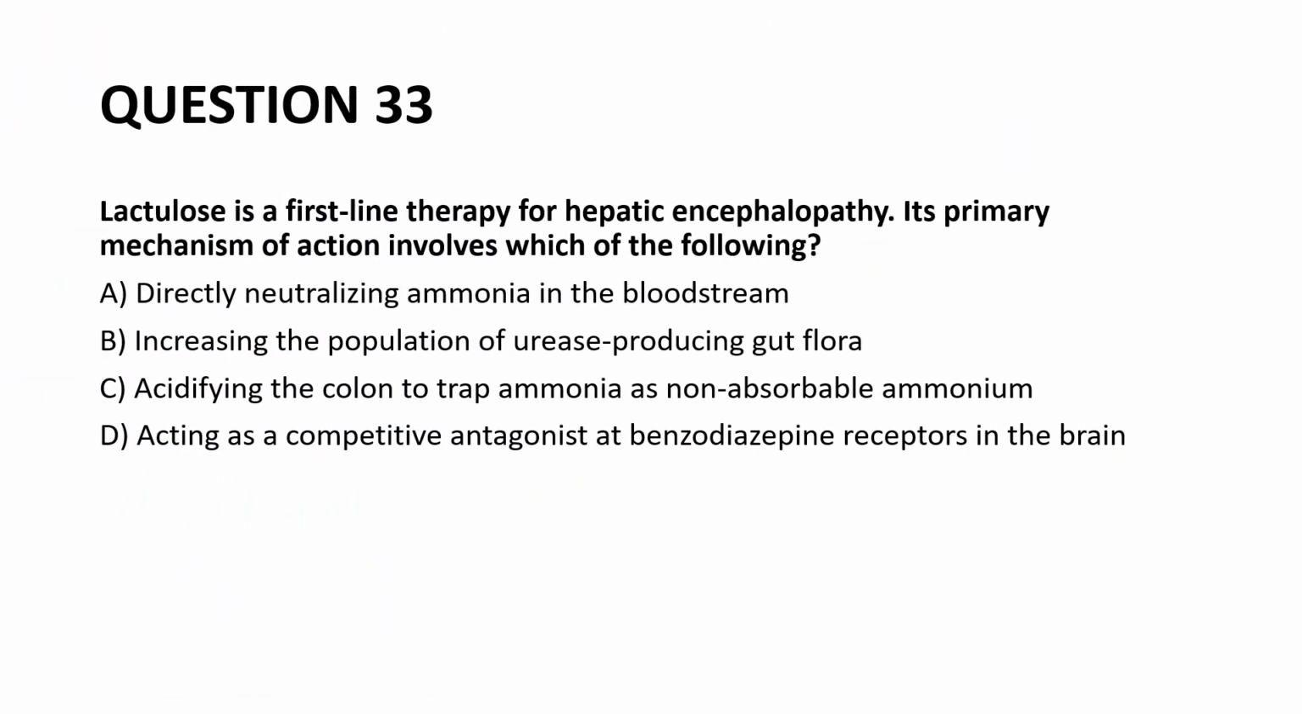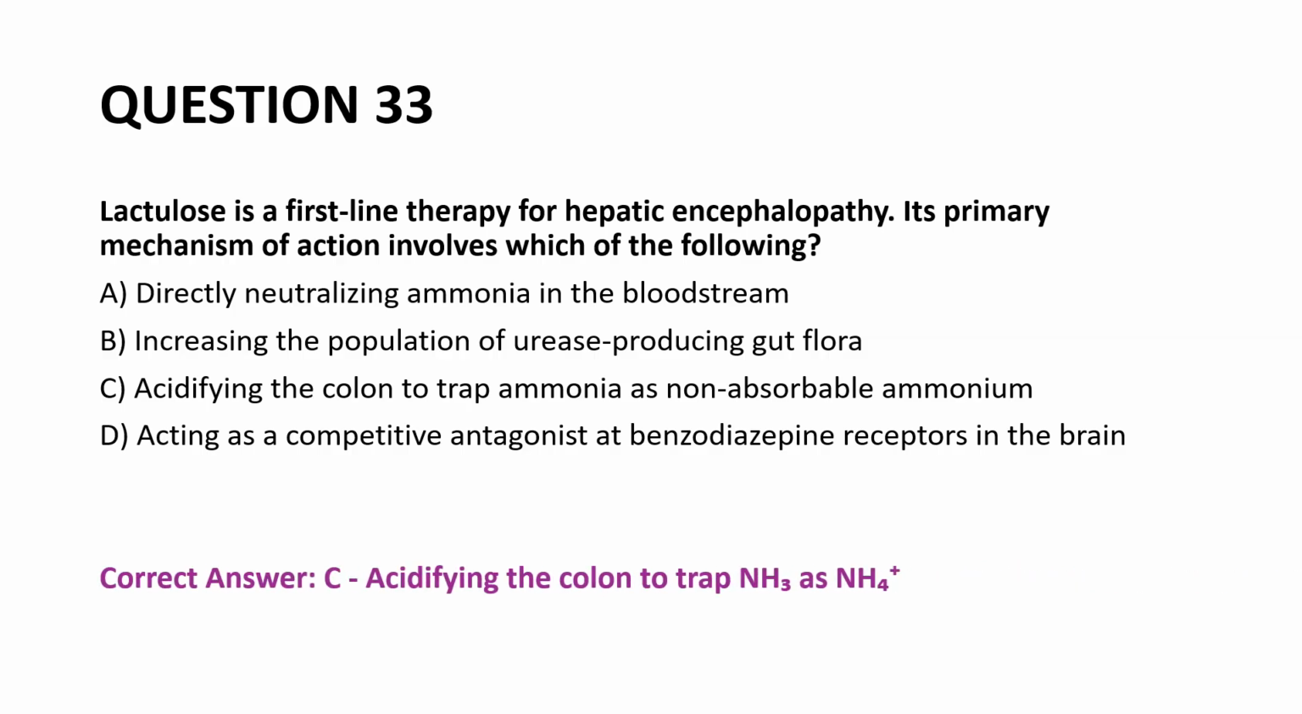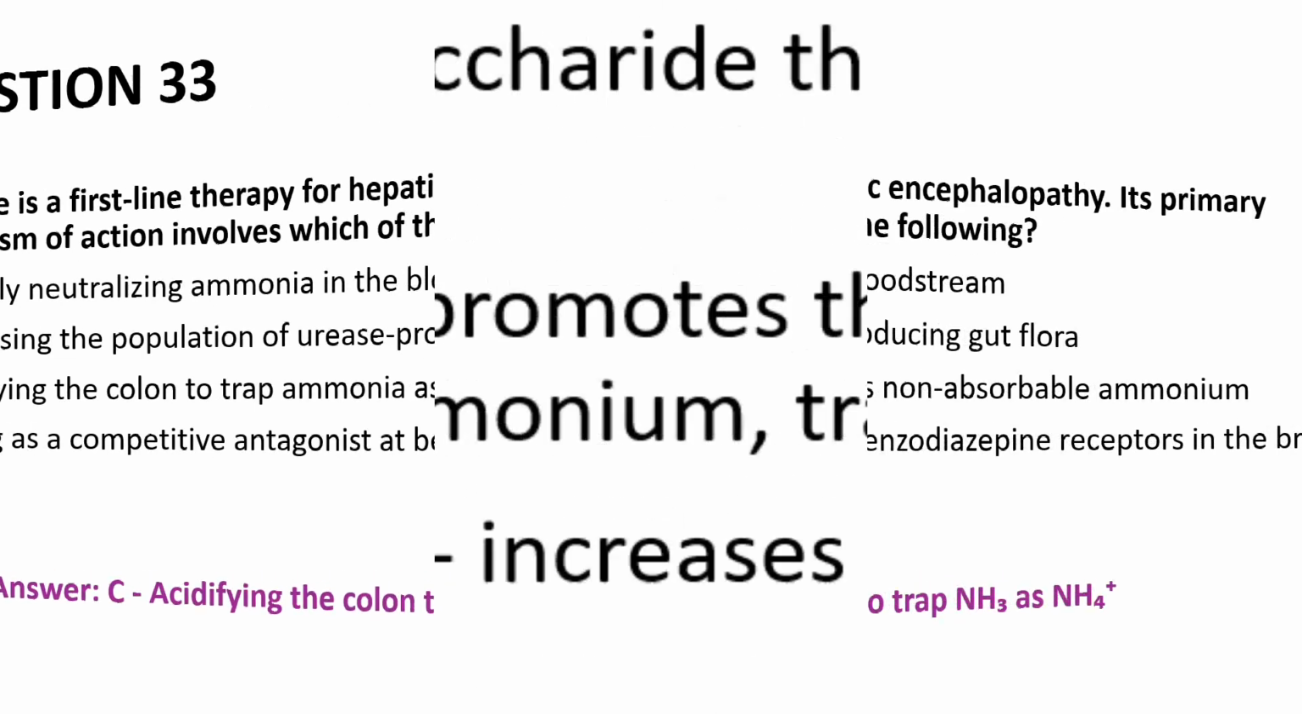Lactulose is the first-line therapy for hepatic encephalopathy. Its primary mechanism of action involves which of the following? Direct neutralizing of ammonia in the bloodstream, increasing urease-producing gut flora, acidifying the colon to trap ammonia as ammonium, acting as a benzodiazepine receptor antagonist. The correct answer is C, acidifying the colon to trap ammonia as ammonium.